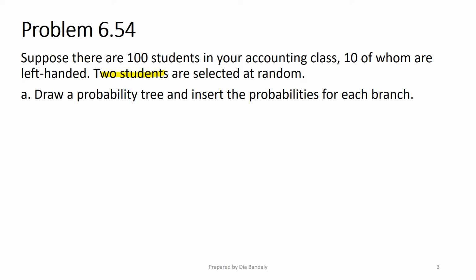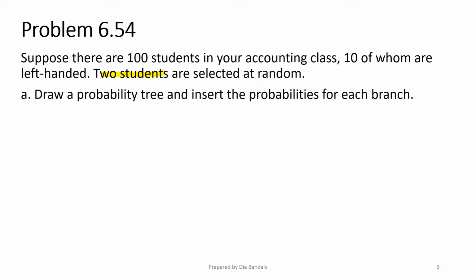So what do we have here? We are drawing two students, so we're selecting 2 students. We always do that, even if these two are selected simultaneously. Let's say we have the names of all the students in one box, and we can pick up two papers, or 2 names. Even if we do that, that does not mean that we cannot follow the following logic in a probability tree.